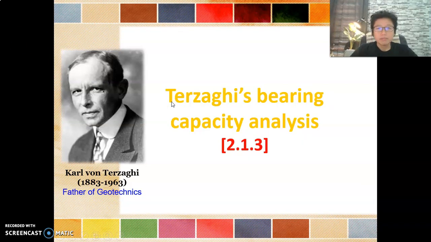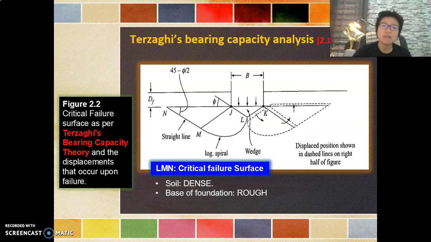Right, so the bearing capacity analysis that we have today was actually derived or formulated for us by the father of geotechnics, that is Carl von Terzaghi, that you can see. And actually, as I probably told you before, geotechnics or soil mechanics is a very young field. It got officially started sometime in the 50s when Terzaghi published his book, that is Soil Mechanics. Right? So here we go about the bearing capacity analysis that he's done for us.